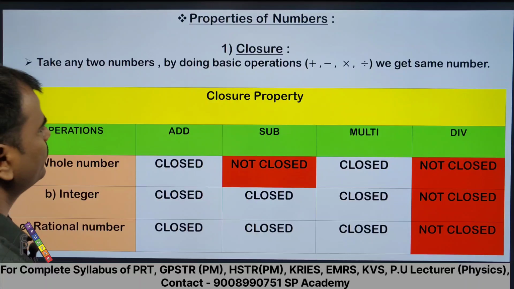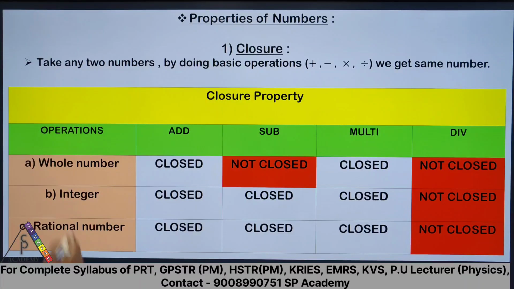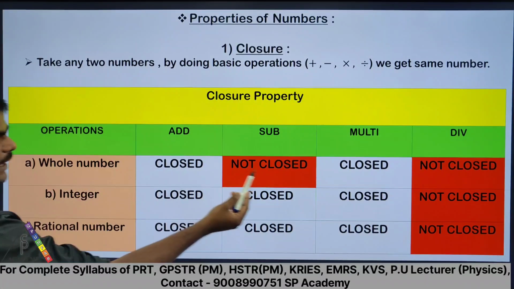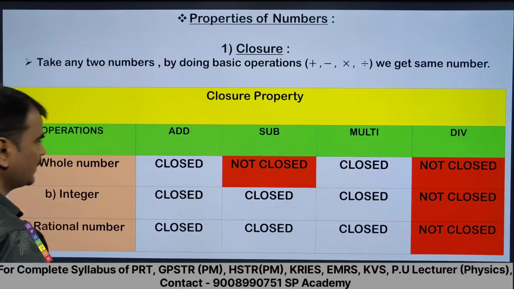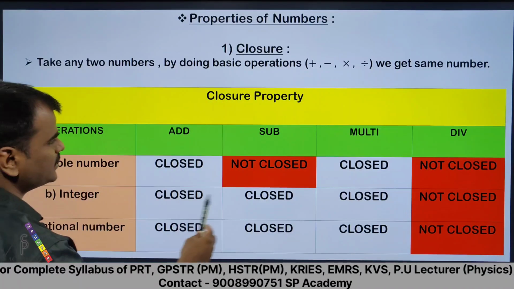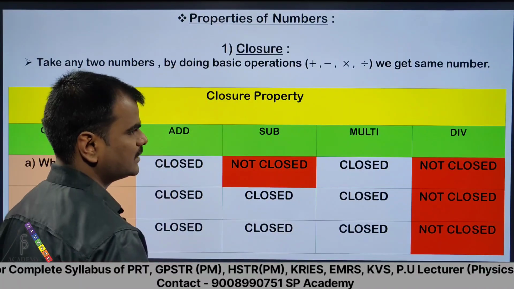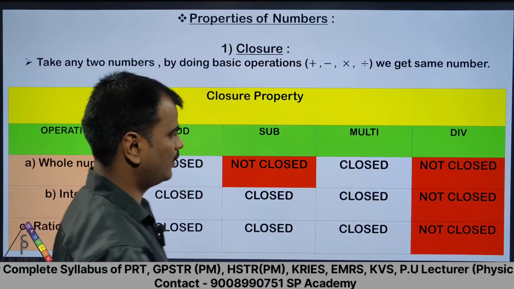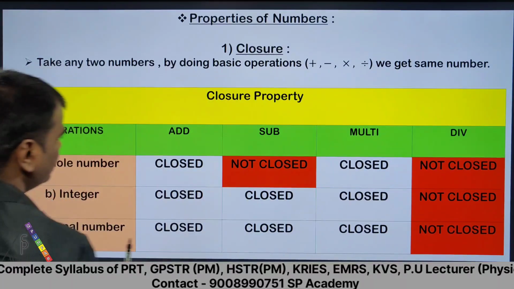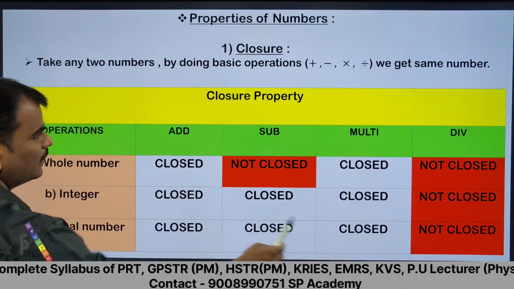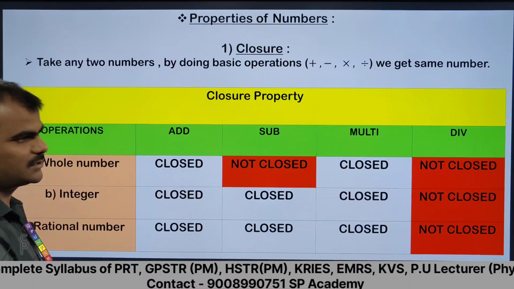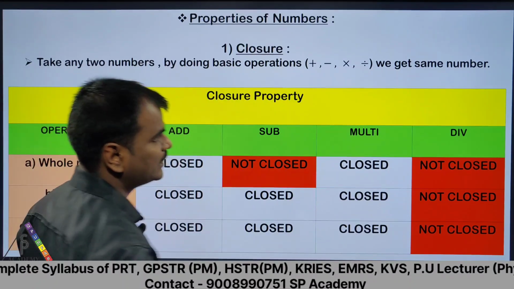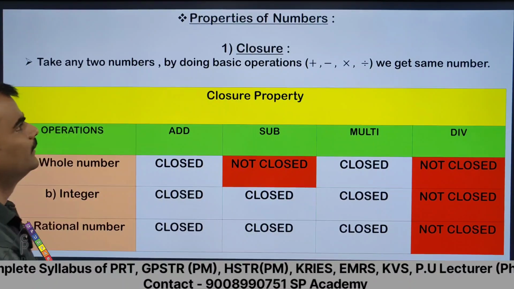Now, this is the closure properties of whole numbers. Under subtraction and division, it is not valid. Now, for integers, addition, subtraction and multiplication is valid, but the division is not valid. Now, for rational numbers, addition, subtraction, multiplication is valid, except the division is not valid.